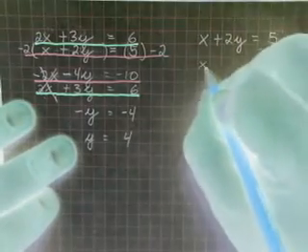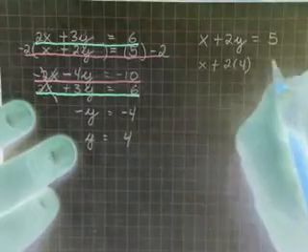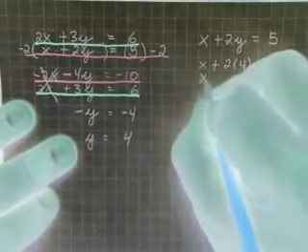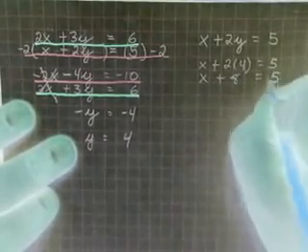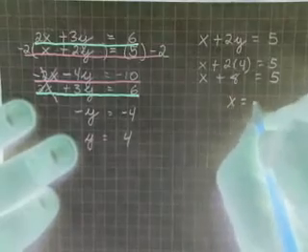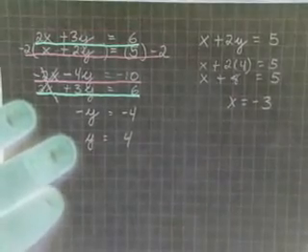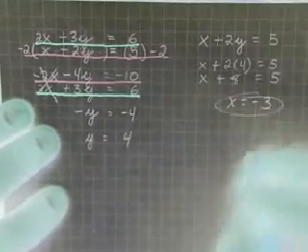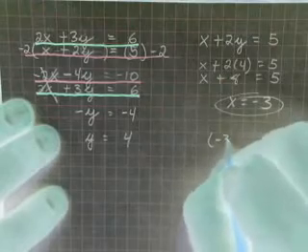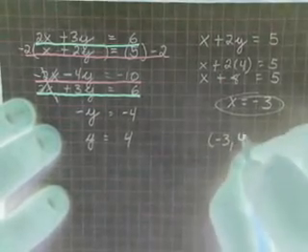Well, y equals 4. x plus 2 times 4 equals 5. That means x plus 8 equals 5. Mental math says that x has to be -3. So my solution here is (-3, 4).